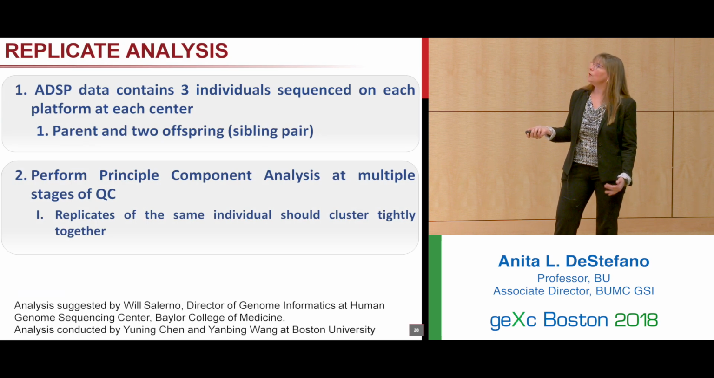One of the other things that we've done is a replicate analysis. For all of the ADSP data, 3 individuals have been sequenced on every platform and at every center. They happen to be a parent and 2 offspring. We've done a principal component analysis to look at the behavior of these replicates through the QC process. What you would expect in a principal component analysis is for those replicate individuals to fall right on top of each other.